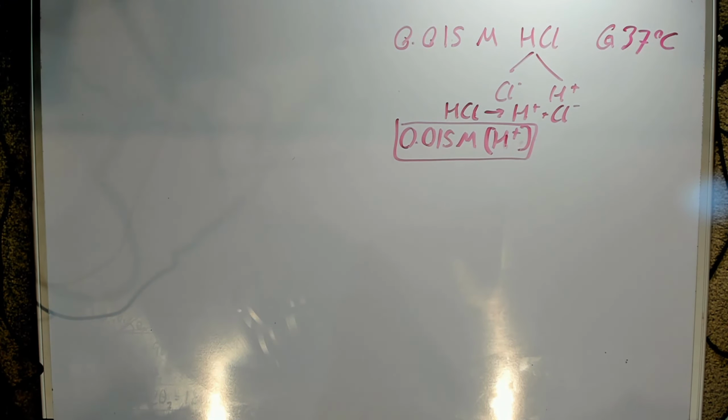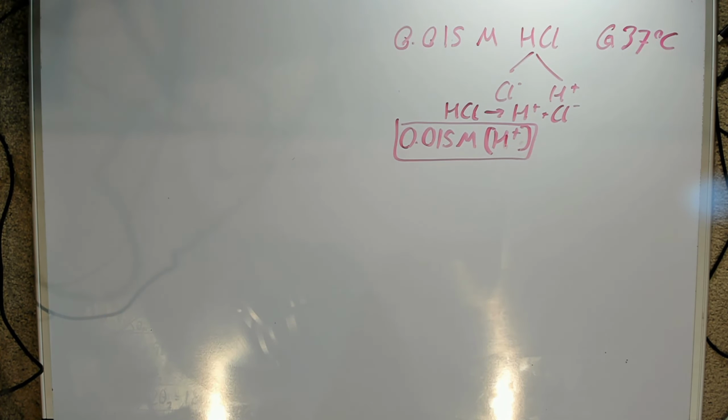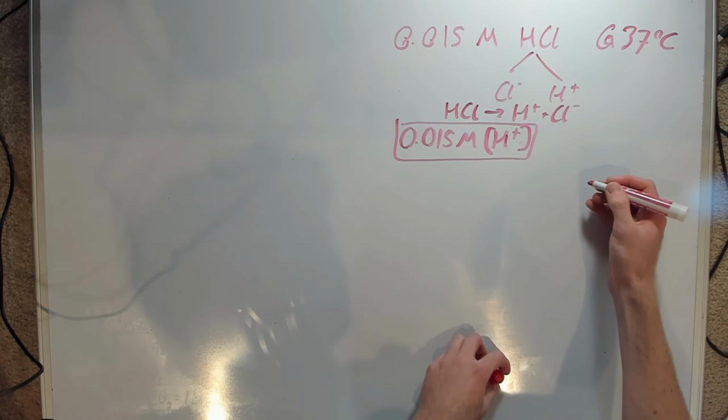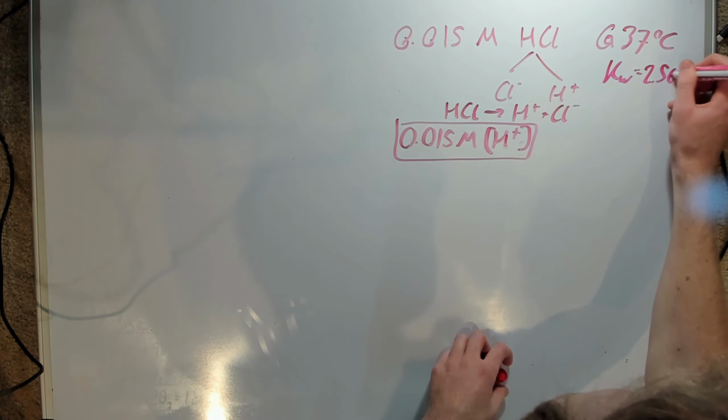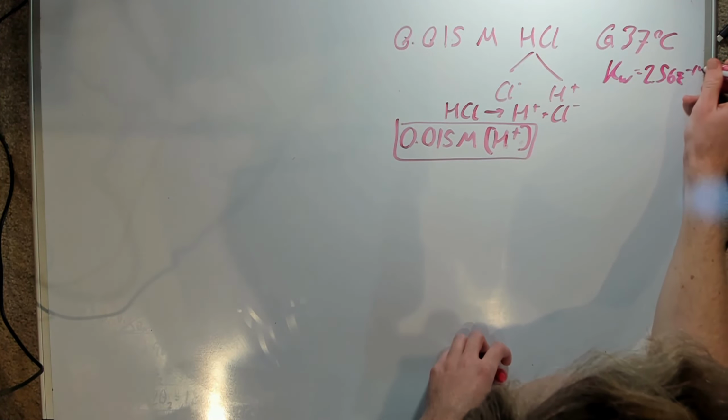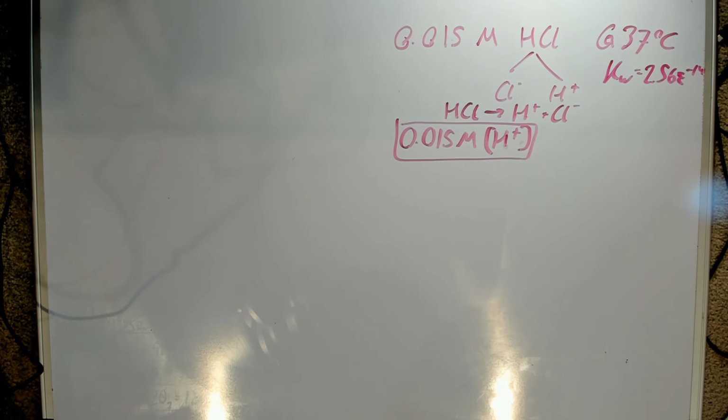And every single time they change the temperature on you to where it's not 25 degrees Celsius, they'll give you the Kw. I'm pretty sure they won't give you the Kw if it is 25 degrees Celsius. You just have to know that Kw at 25 degrees Celsius is 1 times e to the negative 14. So we have now 37 degrees Celsius, Kw is equal to 2.56 e to the negative 14th. I don't write the times 10 because I don't like to. So just know that that e is the same thing as scientific notation. I just write it the same way your calculator does.